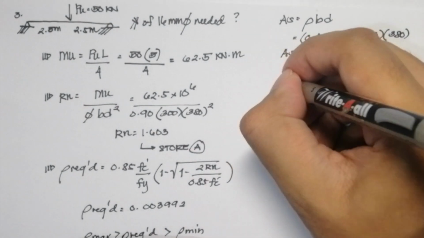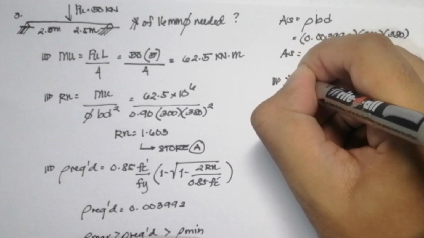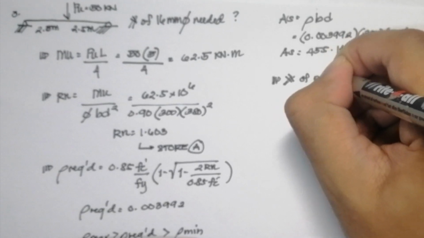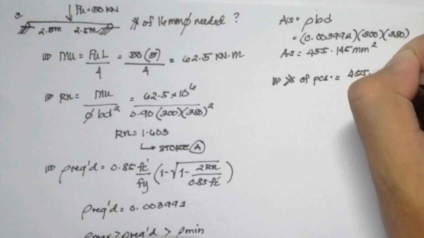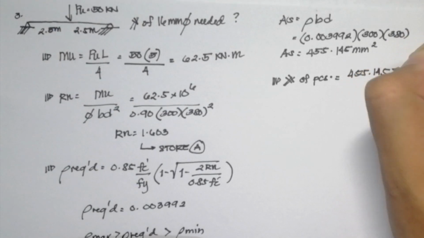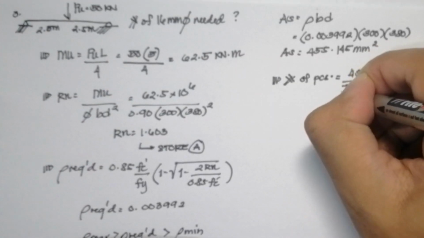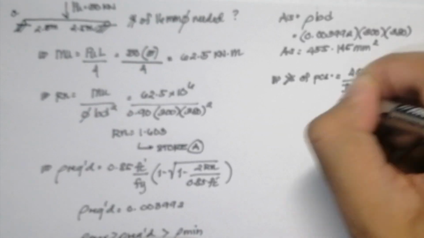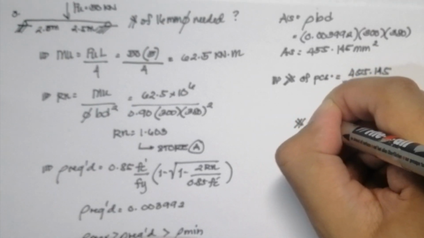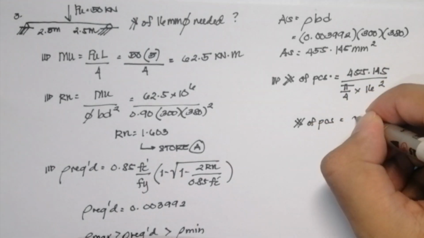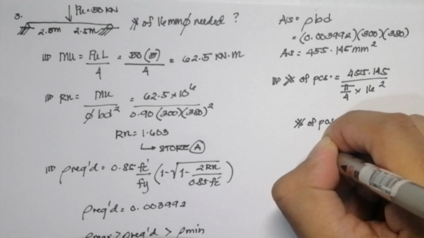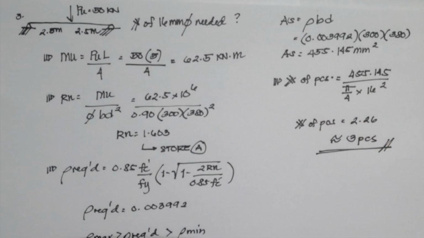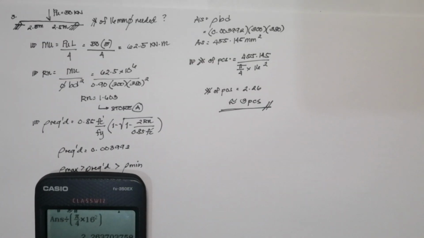The next step, solving for the number of pieces, simply As over the single area of 1 bar. 455.145 divided by pi over 4 multiplied by 16 squared. So the number of pieces is now equal to, by rounding up, we can get a value of 3 pieces. It can hold our design flexural strength of 62.5, and that is the answer for our third question.